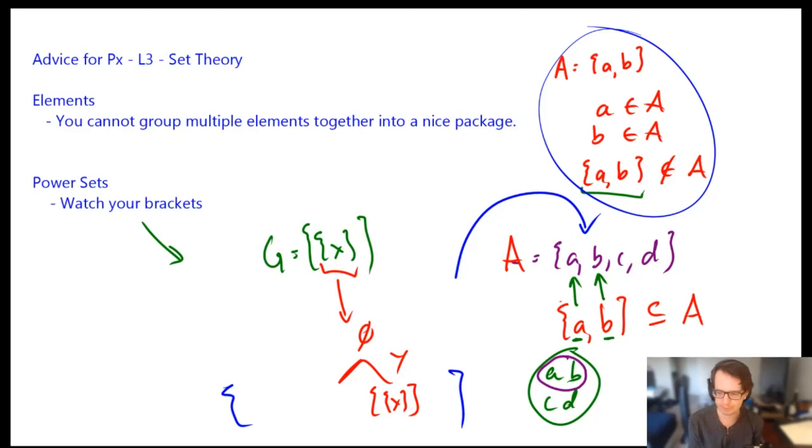Yeah. Thank you. It's very common to have some confusion at the beginning when dealing with elements and subsets, so that's why we have some questions on both to begin with.